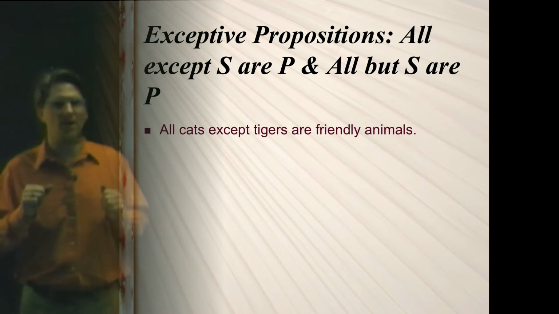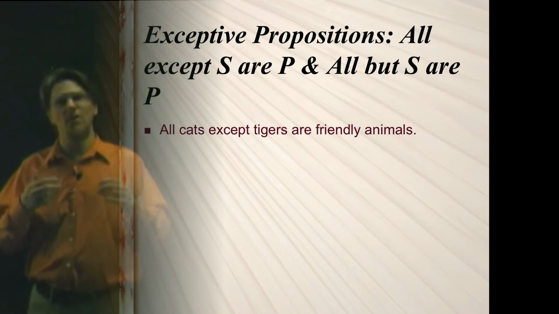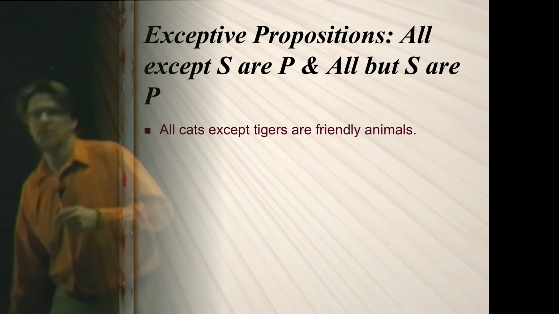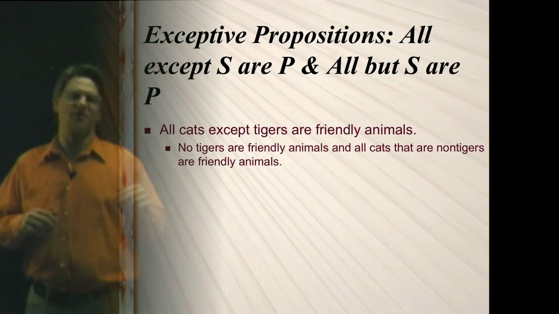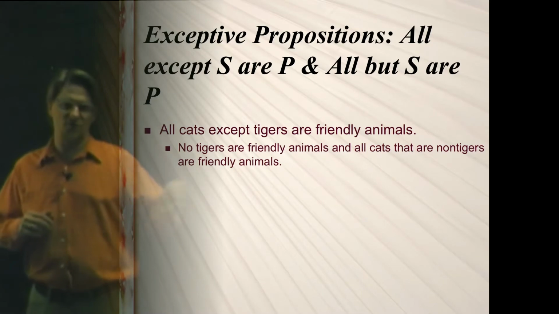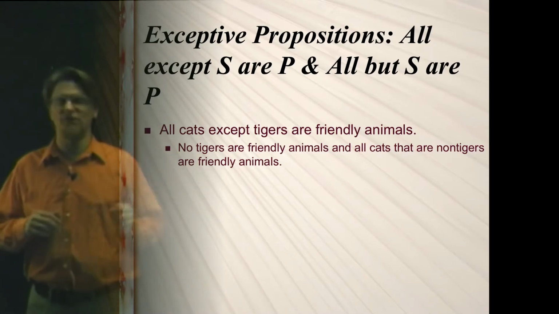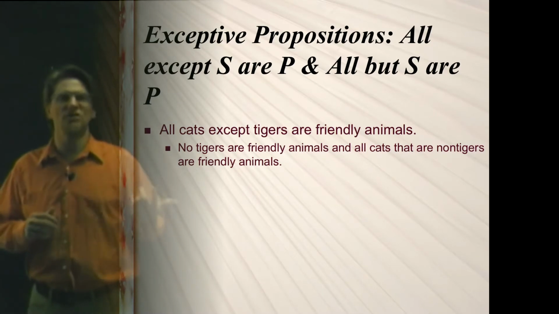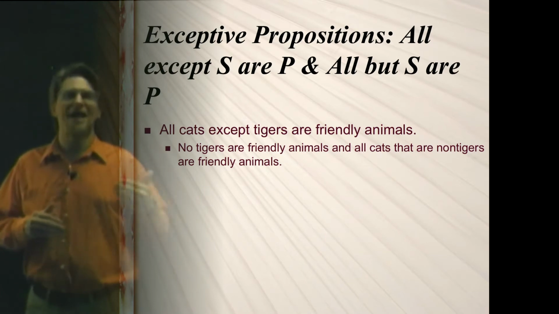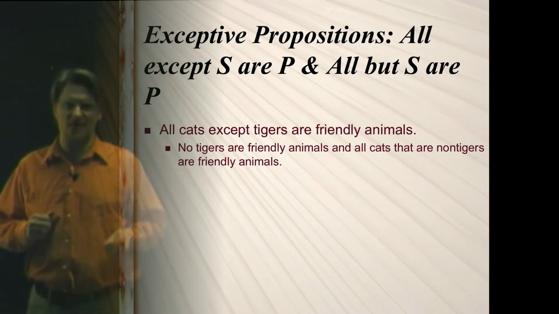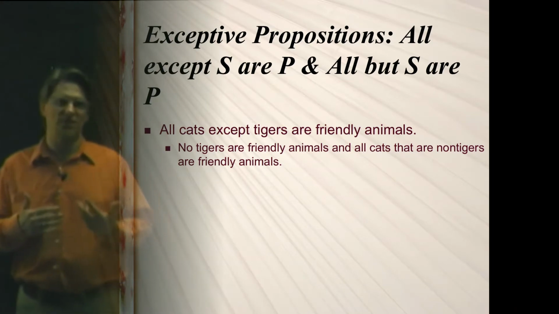And so what we would come up with, I hope, is we'd say, okay, first of all cats, sorry, we'll do that secondly. No tigers are friendly animals, right? That's certainly what it's asserting. No tigers are friendly animals. And then it's also saying something nice about the cats. All cats that are non-tigers are friendly animals. So it's saying both of those things.